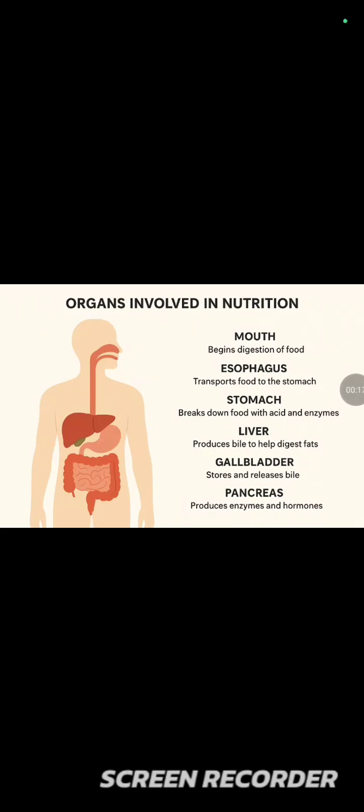Hello students. In this video we are going to talk about the processes involved in nutrition in human beings. Here we will go through a clear, detailed, step-by-step explanation of how the entire human digestive system works. Starting from the mouth all the way through many digestive organs, there are glands, enzymes, and everything works together to complete the digestive process.